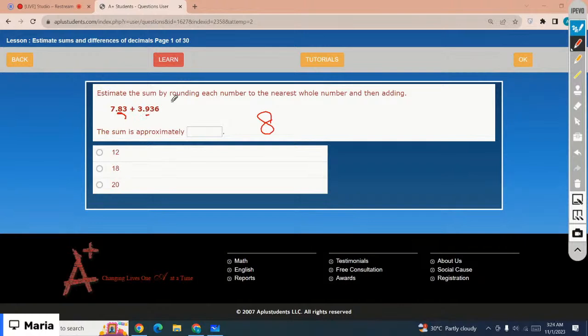Then you have 9. 9 is also greater than 5, so you have to round up, and it would be rounded to 4. So 8 plus 4 makes 12, very good. The correct option is 12. Got it? That's how you round off the number.